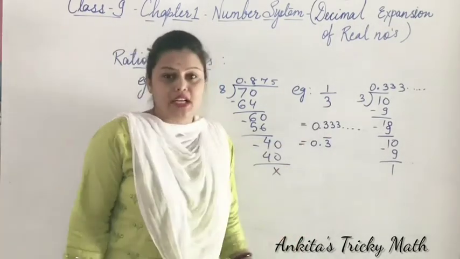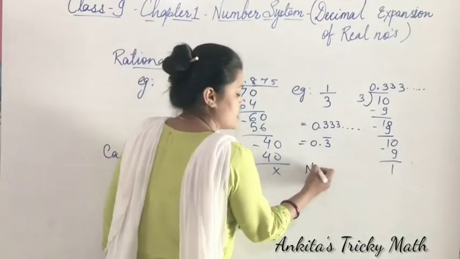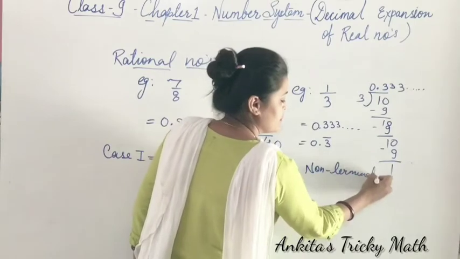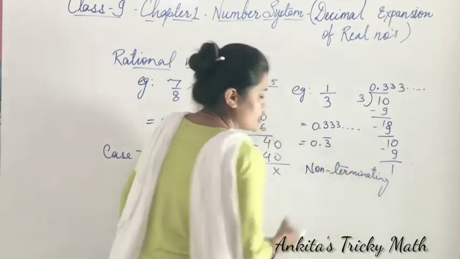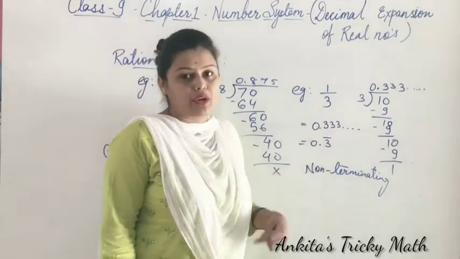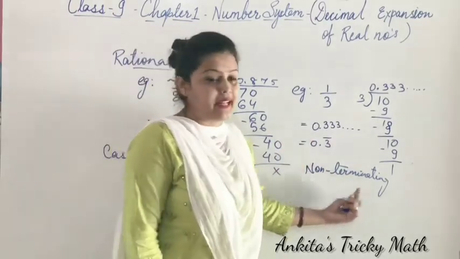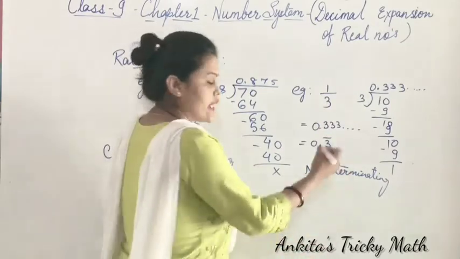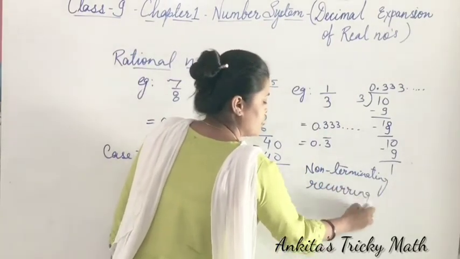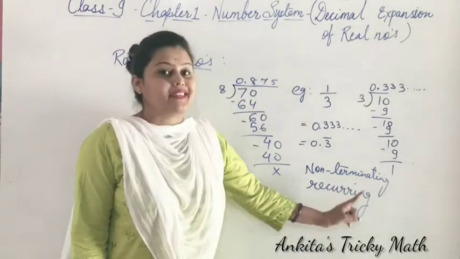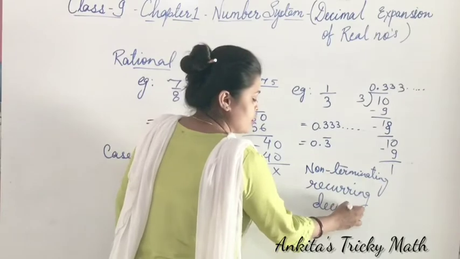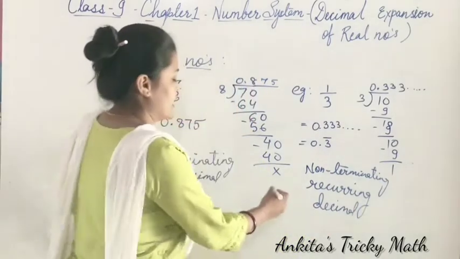But this is not terminated, so we will write it is non-terminating. It does not terminate, but it repeats, so we call it non-terminating. And this repetition is called recurring. We will call it a non-terminating recurring type of decimal. So this is our case 2.